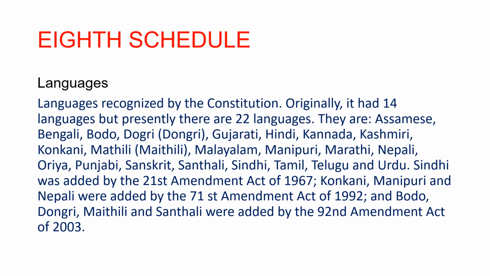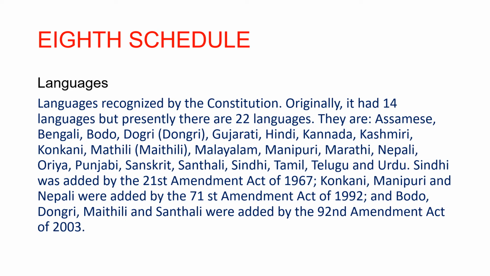Eighth schedule. You must remember, it is for the languages. Languages recognized by the Constitution. Originally it had 14 languages, but presently there are 22 languages. They are Assamese, Bengali, Bodo, Dogri or Dongri, Gujarati, Hindi, Kannada, Kashmiri, Konkani, Maithili, Malayalam, Manipuri, Marathi, Nepali, Odia, Punjabi, Sanskrit, Santhali, Sindhi, Tamil, Telugu and Urdu.